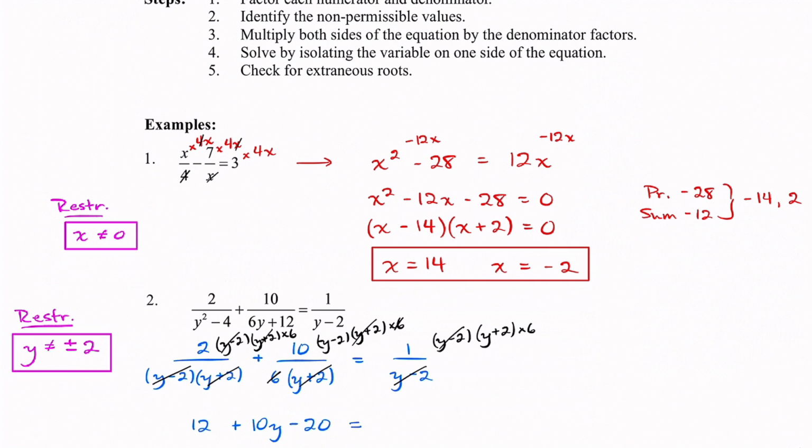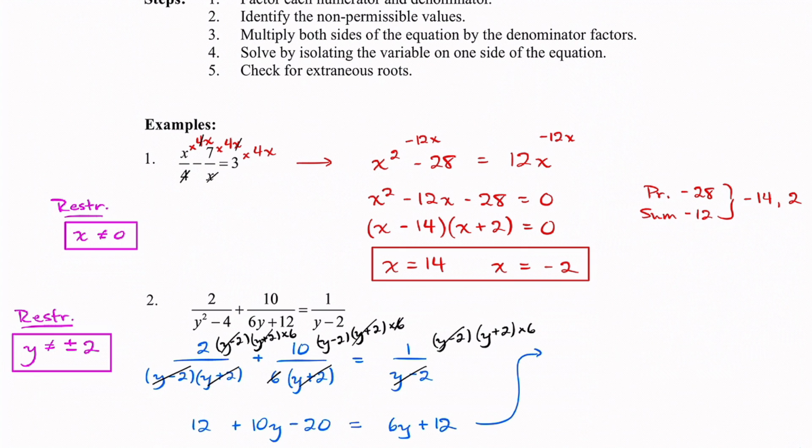Then we got equals. And then this last one, I got 1 times y plus 2. So that's just y plus 2. And then I got times by 6. So I'm going to distribute the 6 into that bracket, and I'm going to have 6y plus 12. I'm going to take that line of work and move it up over here.